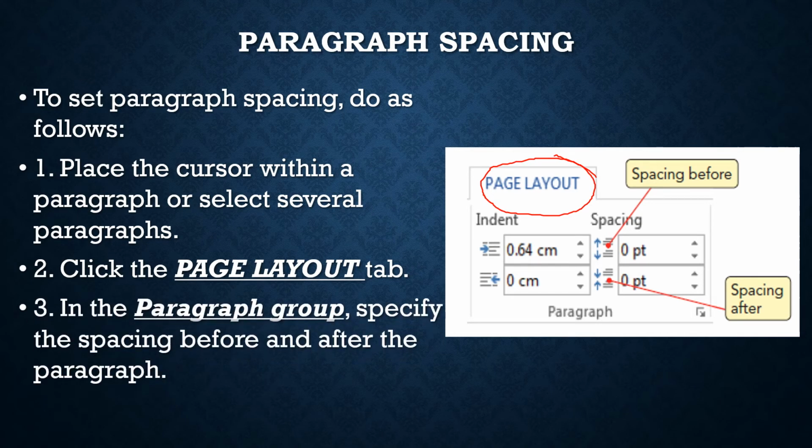And the next step, in the paragraph group. Under the page layout tab, you can see a paragraph group like this. In the paragraph group, you have to specify the spacing before and after the paragraph. You can see an option like this. This is spacing before and this is spacing after. So here you can click and you can change the values in terms of points. Once again you have to click the page layout tab, then under the paragraph group you can select the spacing option, spacing before or spacing after, and you can change the values.